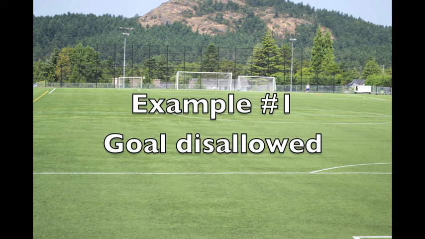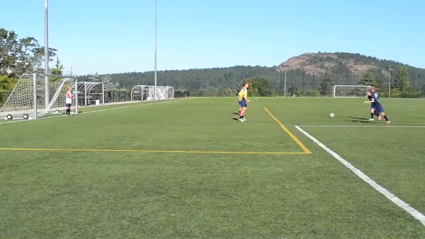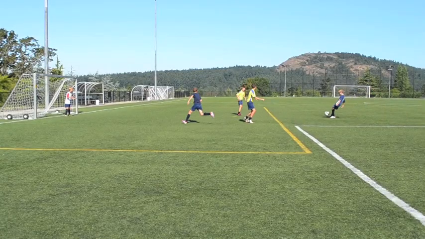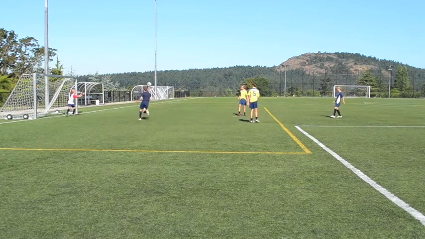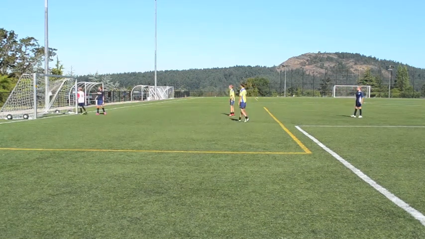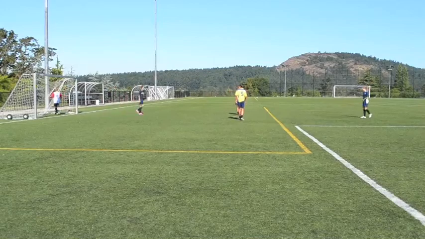Example number 1, goal disallowed. We see here the attacking player is behind the last defender when the ball is struck, so the player is ineligible to play the ball, and if he does, the assistant referee will put up the flag and play will stop.